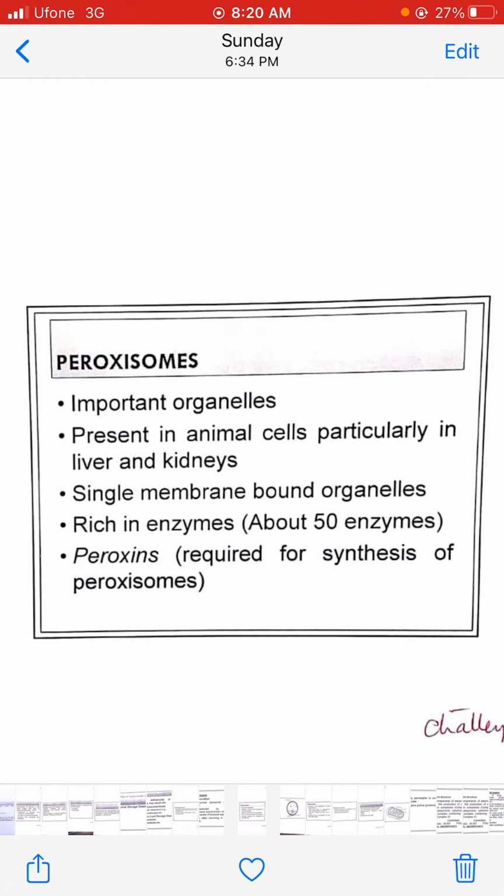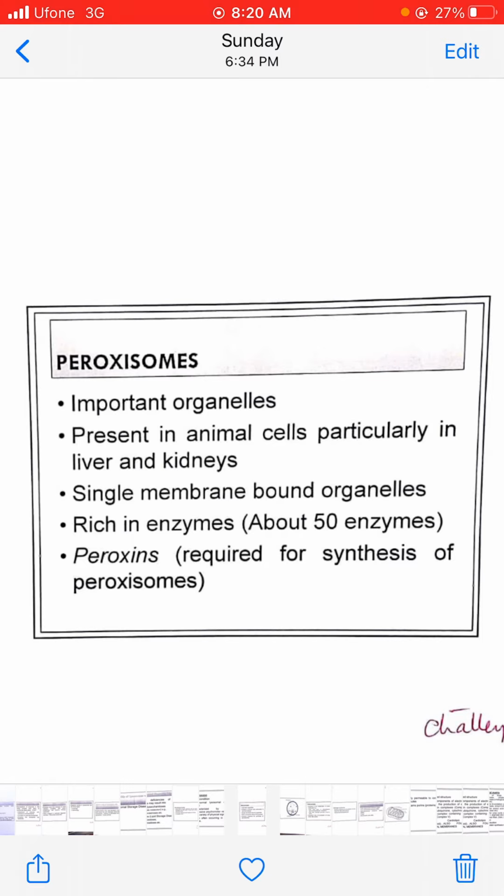Okay, class, today we are going to discuss another organelle, the last organelle of the cytoplasm, the peroxisomes. Peroxisomes gain very much importance due to their vast variety of functions. These peroxisomes are present in animal cells, particularly in the liver and kidneys. They are single membrane bounded organelles. They are rich in different types of enzymes. There are about 50 enzymes present in the peroxisomes. And the peroxisomes require peroxins for their synthesis.